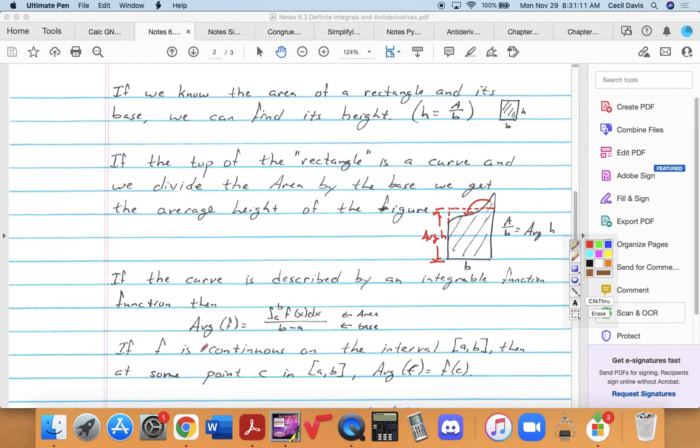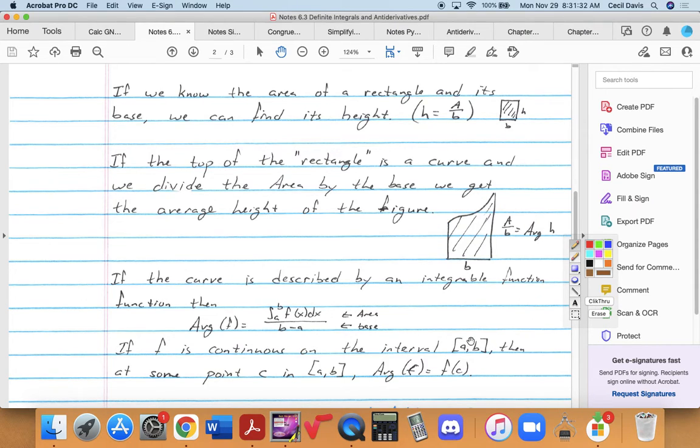Okay, and if f is continuous on the interval from a to b, then there's got to be some point c in the closed interval from a to b such that the average value of f is equal to f of c. This is very familiar. Yeah, it should be. Okay, let's take a look at a problem that asks you about that.